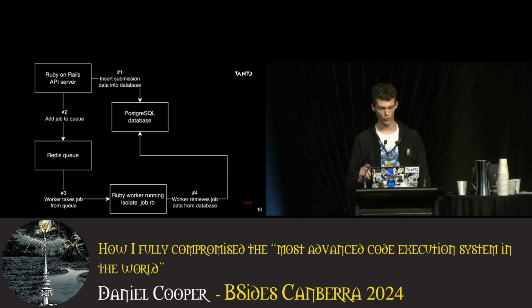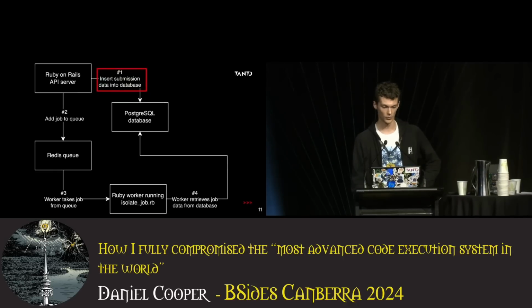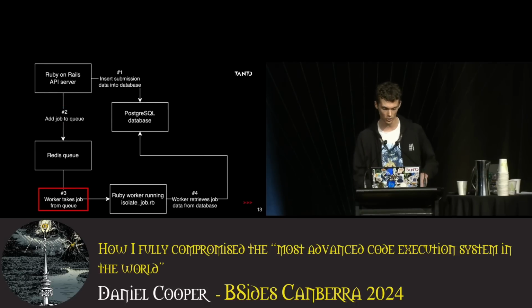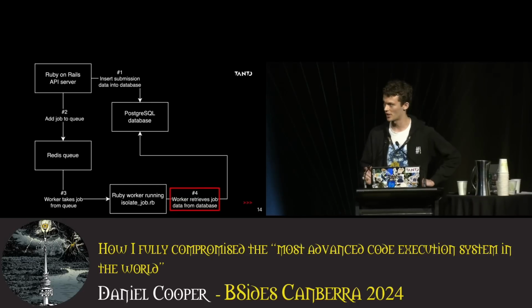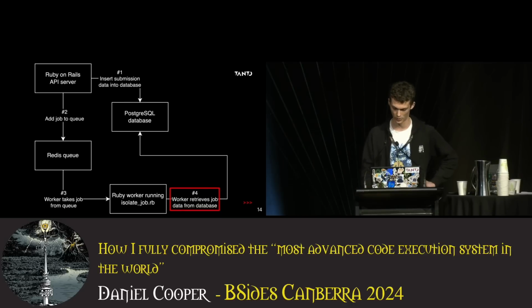There are four main services: a Ruby on Rails server, as you can see in the top left, a database, a Redis queue, and a worker server. The way it works is first, the Ruby on Rails server will insert a submission into the database. Then it will add a job to process this submission into the Redis queue. The worker will read from the Redis queue once it sees a job that is added to the queue, and it will retrieve the job info from the database. Then it will process the job and update the database with the results of the job.